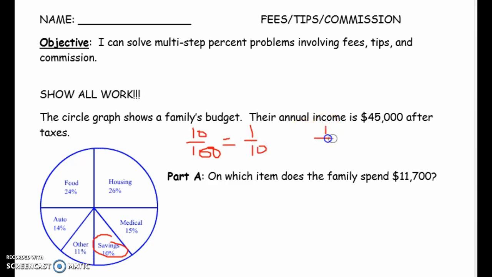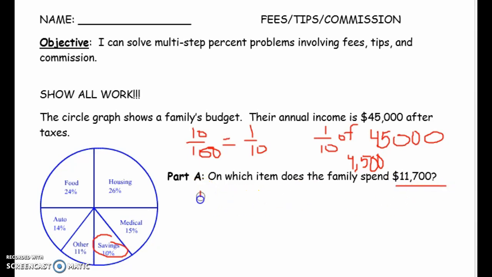If you find 1/10 of 45,000, what would that be? Grab your calculator and check it out. 1/10 of 45,000 is 4,500. Certainly not what we need. We need more than twice that amount to get to 11,700.